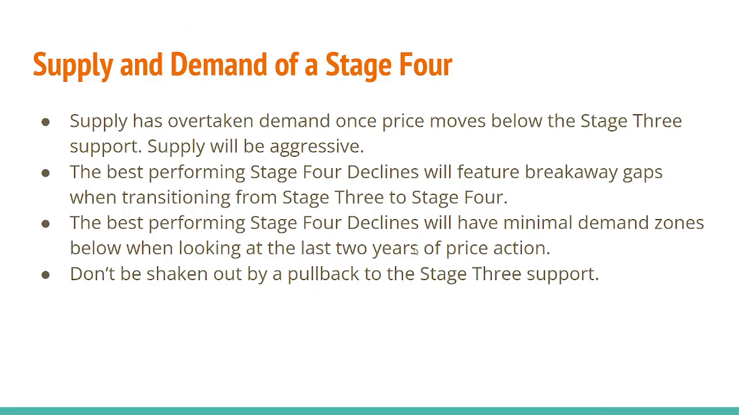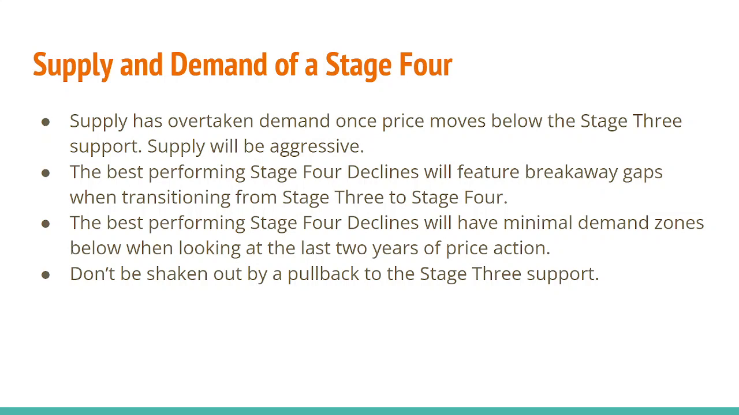So, supply and demand of a stage 4. Supply has overtaken demand once price moves below the stage 3 support, and supply will be aggressive. That supply can easily be seen as aggressive when you get those continual lower lows and lower highs. Bulls will not even be able to create a break in market structure. The bears will just absolutely own the entire price action.